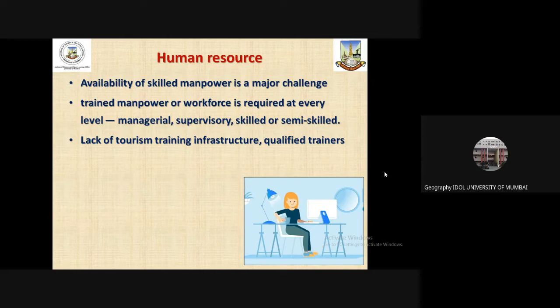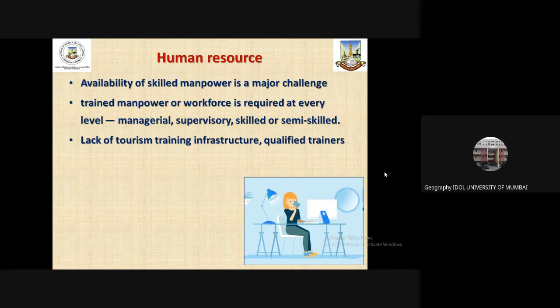May it be the persons required for the hotel industry, for the transportation sector, for recreation activities, for managing adventurous activities and infrastructure, and also the tourist guides, where a very specialized, skilled manpower is required. In fact, many foreign tourists prefer to choose a guide who can speak foreign languages very well. Unfortunately, we do not have that much skilled manpower in our country, and that's the major challenge.